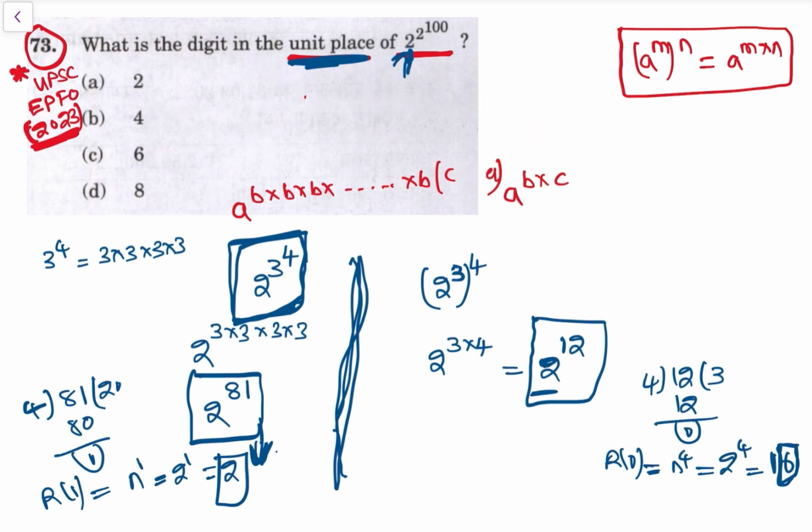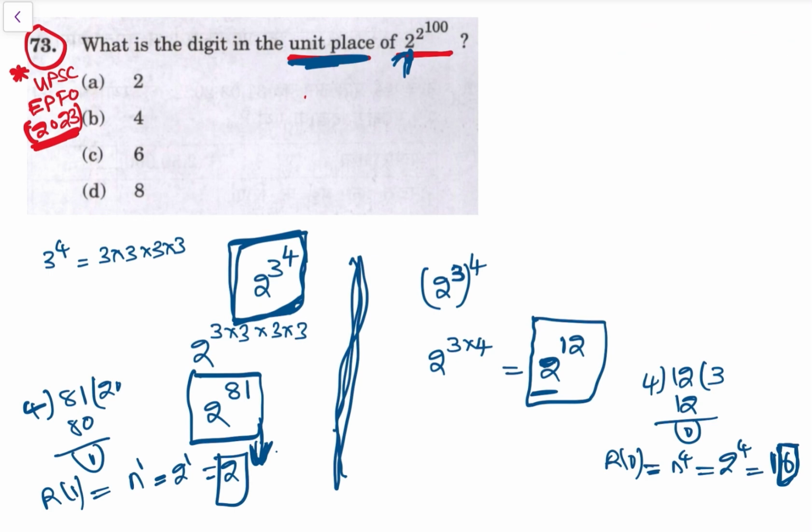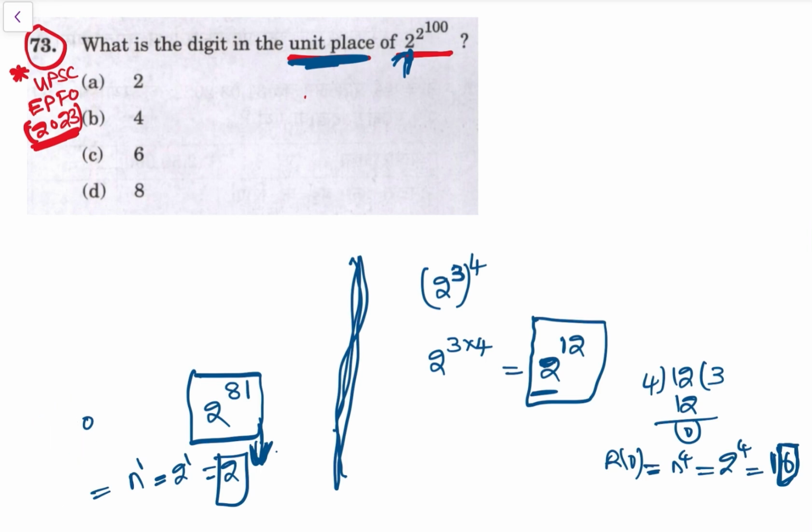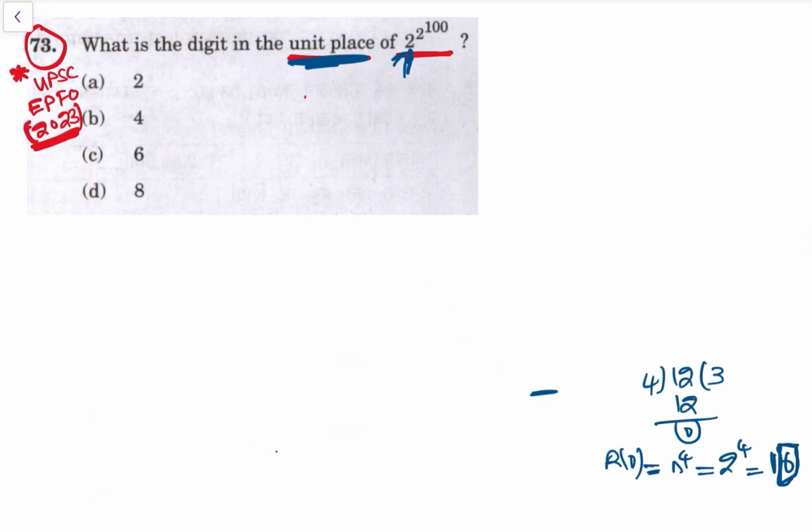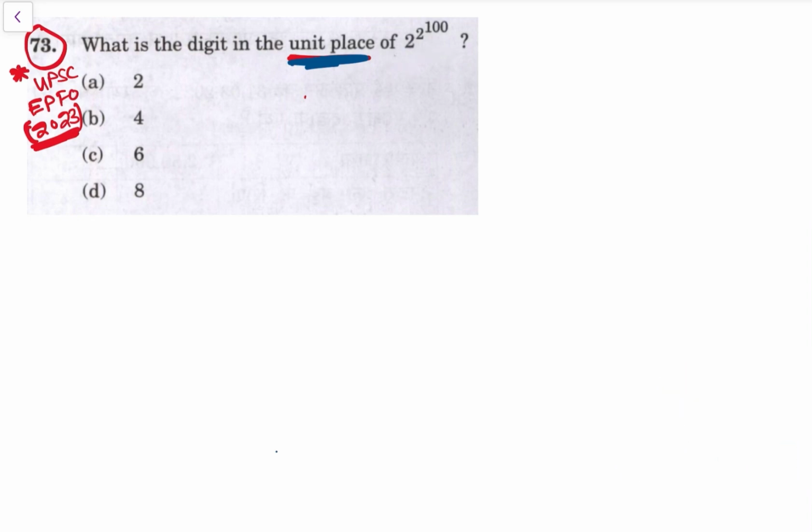सो प्लीज नोट डाउन एवरीथिंग. ठीक है. दिस इज ऑल्सो यू नीड टू अंडरस्टैंड कॉन्सेप्ट. ठीक है. नोट डाउन, देन वी विल सॉल्व दिस क्वेश्चन. ठीक है. सो क्वेश्चन इज 2 to the power 2 to the power 100.